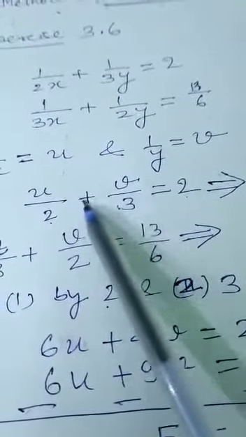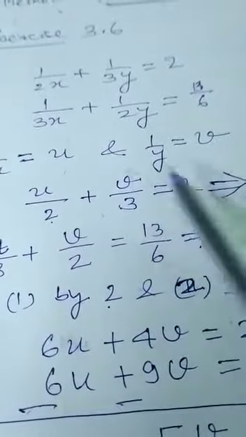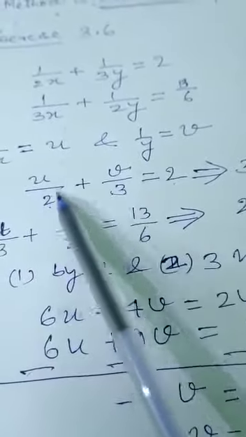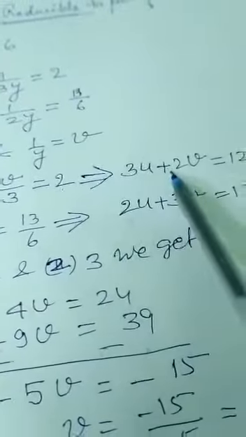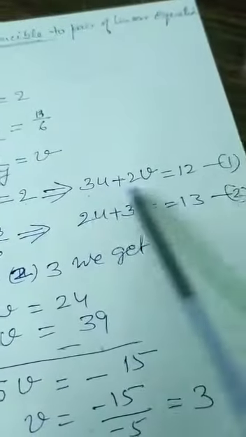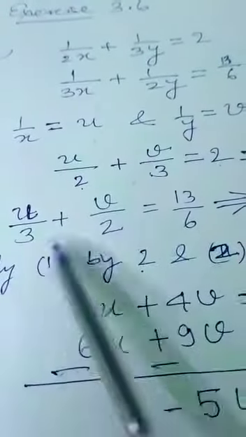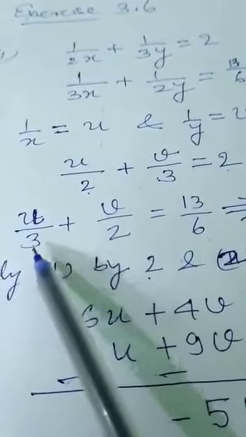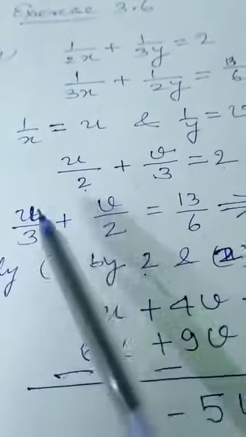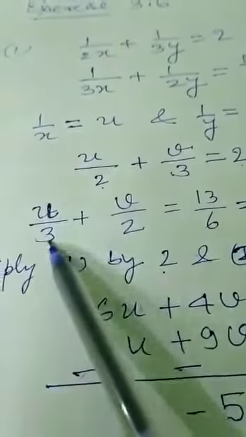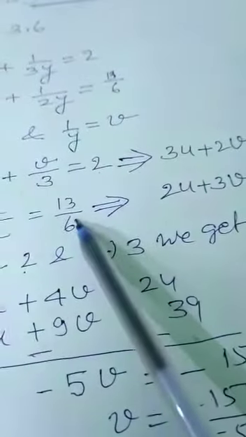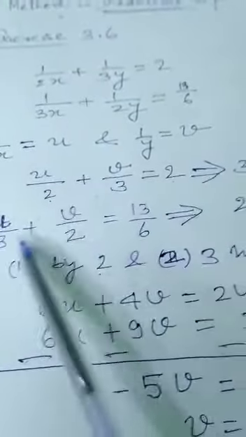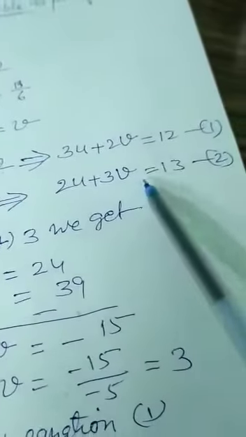To remove the denominators, multiply each term by 6. When you multiply, 2 into 3 cancels to give 3u, 3 twos are 6, so 2v, plus 6 twos are 12. This will be the first equation. In the second, the LCM of 3, 2 and 6 will be 6. Multiply each term by 6: 2u plus 3v is equal to 13, because each term is multiplied by 6, giving 2u plus 3v equal to 13.